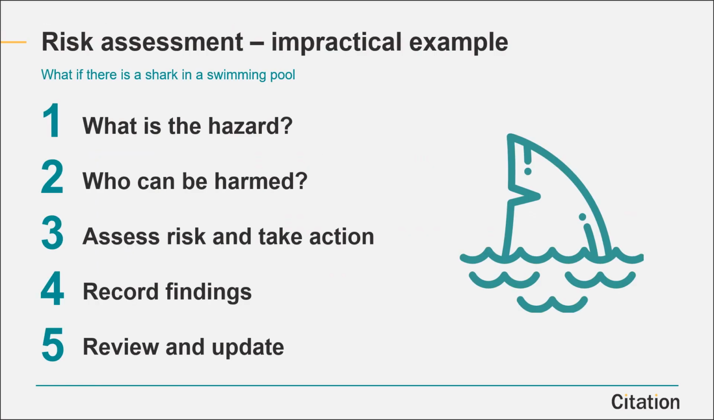So, an impractical example of a risk assessment. What if there is a shark in a swimming pool? So first, identify what the hazard is. Now, hopefully nobody's ever come across this before, but there is a perception that sharks are extremely dangerous animals and that they kill loads of people, and that's because people have seen films such as Jaws. In truth, there are approximately 8 people killed by sharks throughout the world every year. Now, I appreciate that that's quite a shock for the families that are involved in those circumstances.